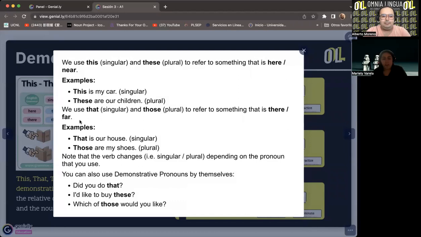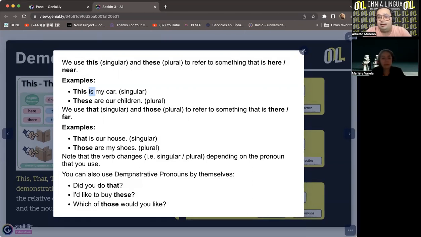If you can see here, we use the words this, that, these, those before the verb to be. This is, these are, that is, those are. This is the main difference with the demonstrative adjectives. The demonstrative pronouns can be used by themselves, I mean, alone in a sentence, or mandatory before the verb to be. This is, these are, and so on, okay?